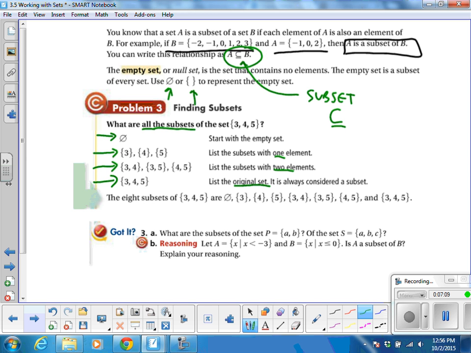So this set of numbers 3, 4, 5 actually has 8 subsets, and here they all are. This whole list are considered subsets of the original set. I want you to give it a try for number 3 here. Press pause and work it out.